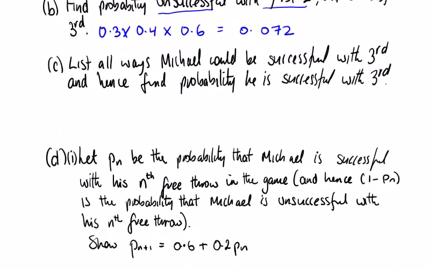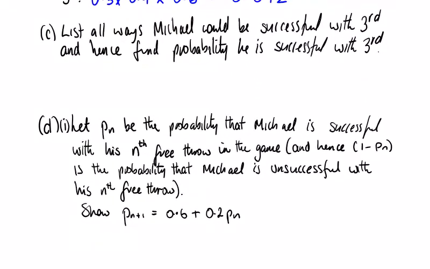Okay, part C. List all the ways he could be successful with the third. Okay, successful with the third is S. He could be unsuccessful or successful with the previous one. And similarly, he could be unsuccessful or successful with the one before that. And we have to do the opposite of these then. So it will be SSS. We don't have USS. And it would also be a U and an S. We don't have SUS. So it's the four options.